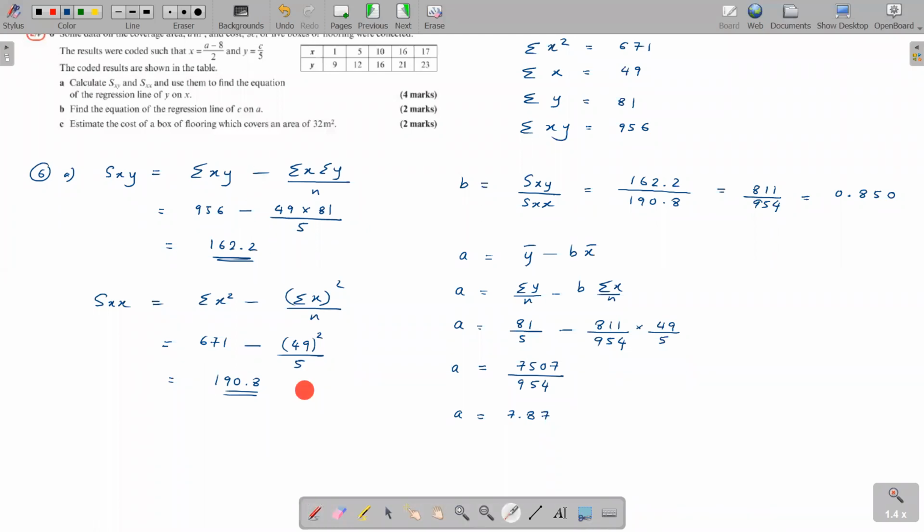Okay, guys, so all the working is now done here. You guys can see we got the Sxy, Sxx, these were exact figures. So we use them for b, Sxy over Sxx. And we got the answer. So the b answer is written to 3 SF here. This is the exact figure.